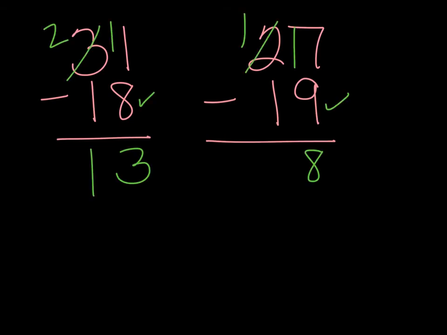All right, here are the answers. You can notice that I put the green check mark next to my bottom number because that's my way of making sure that I have checked to see if the bottom was bigger.